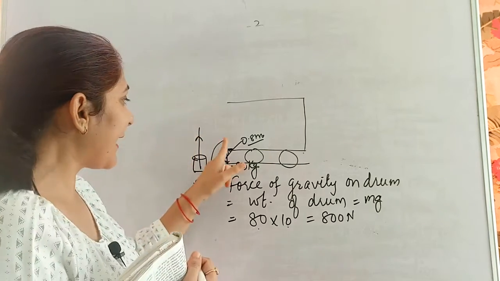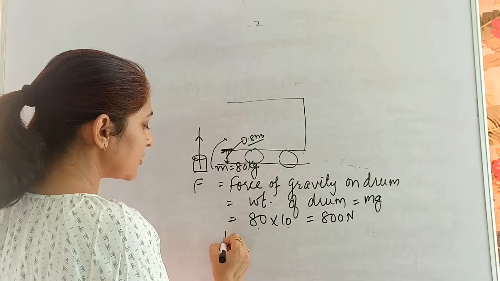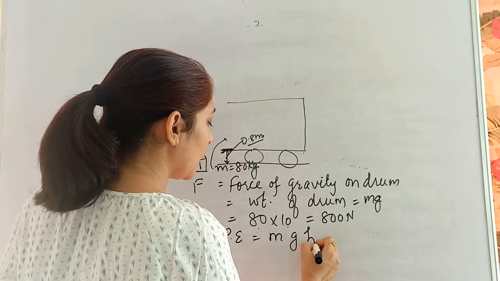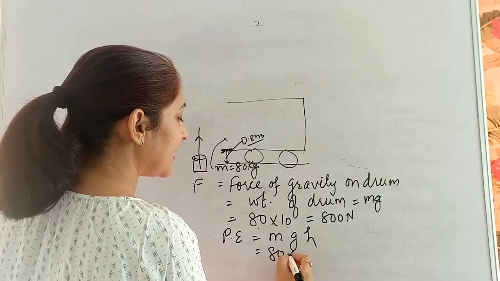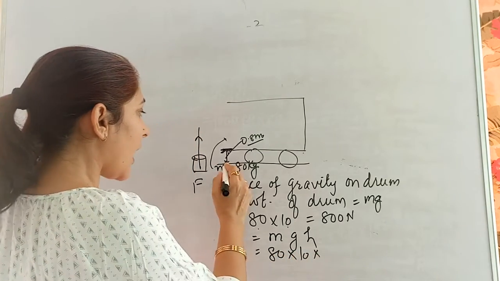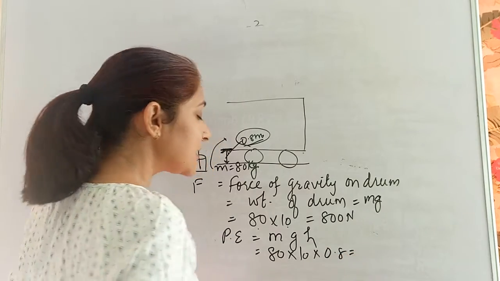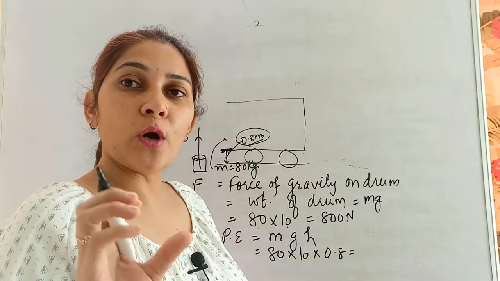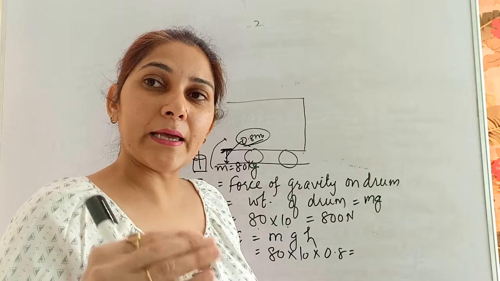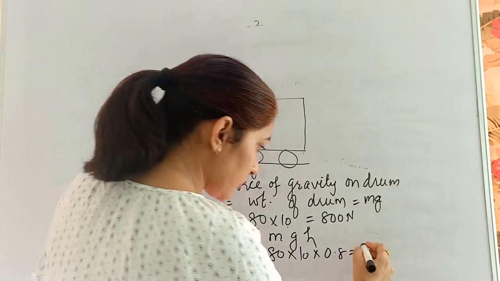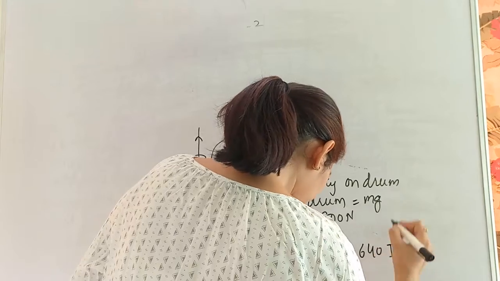So how can we calculate this energy? This energy is the potential energy, that will be given by m into g into h. Mass of drum is 80, g is 10 and the height up to which it is raised is 0.8 meter. This is the total energy which is stored by the drum, or you can say the energy which is used to lift up the drum and reach over here. So this will be 640 joules.